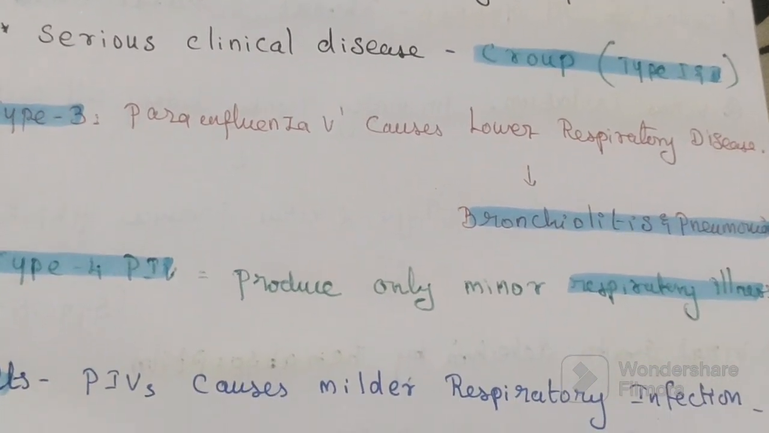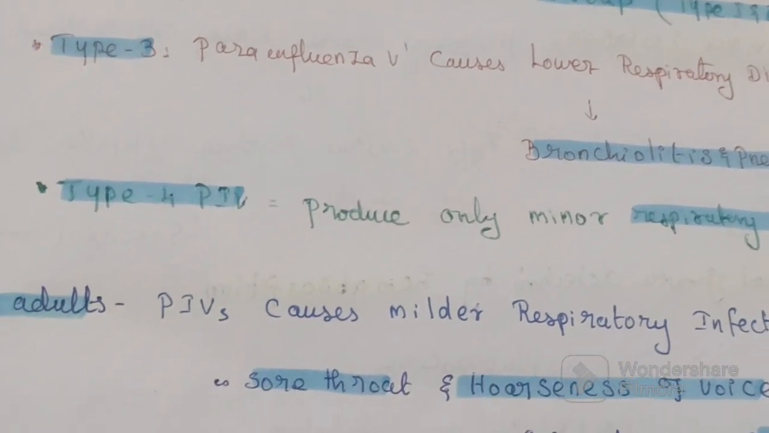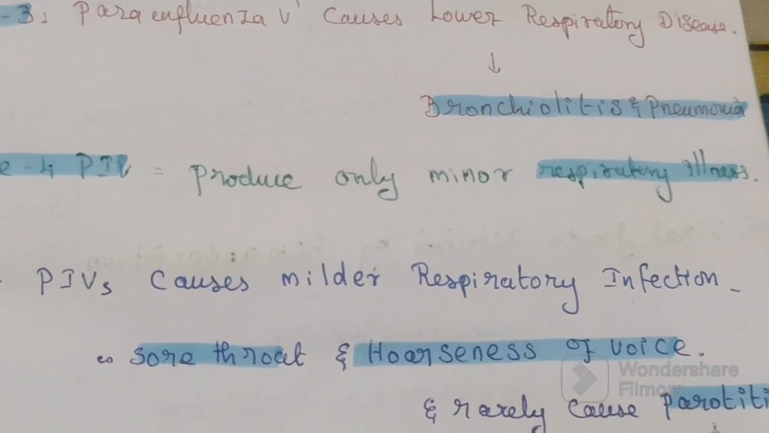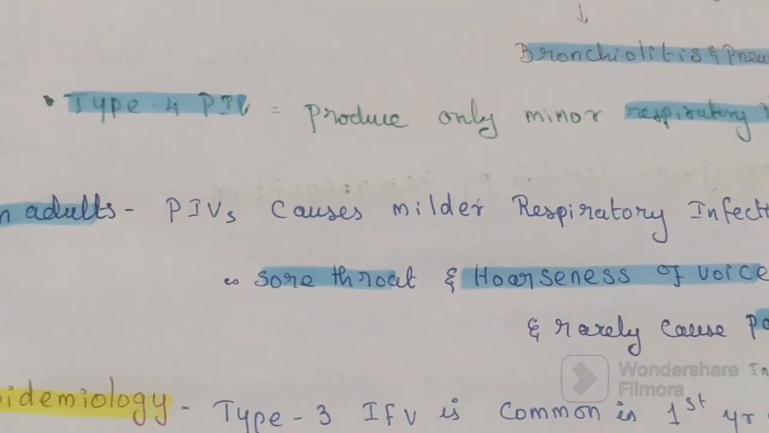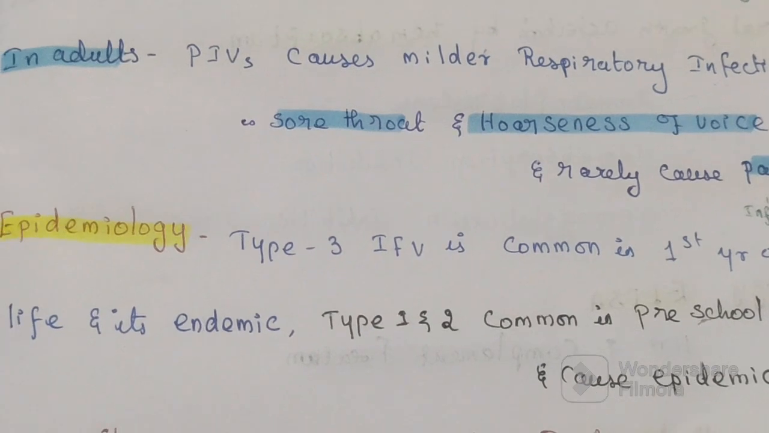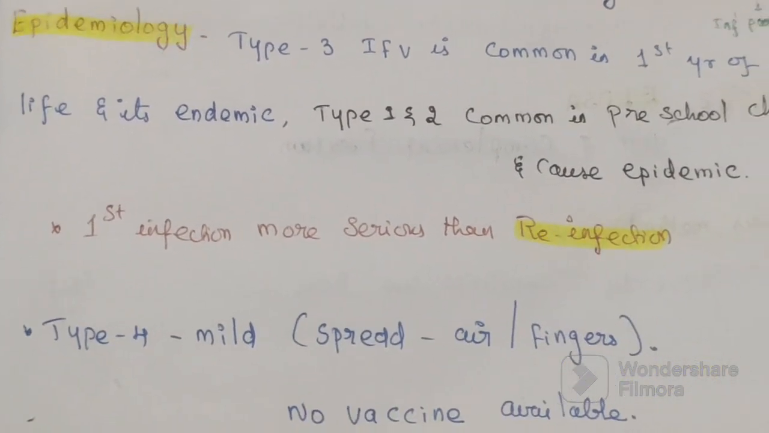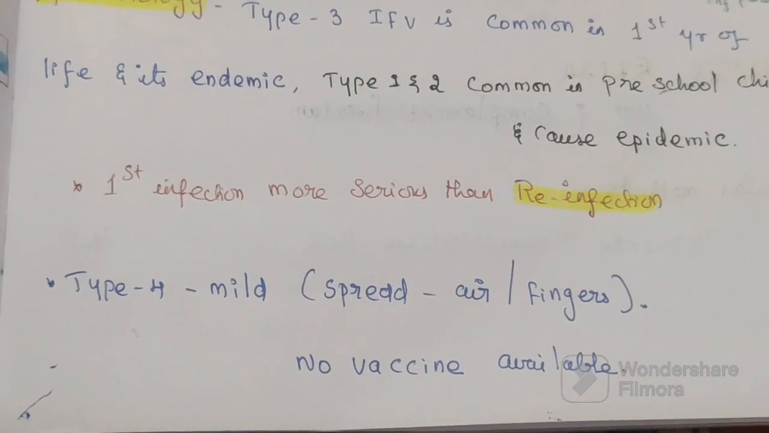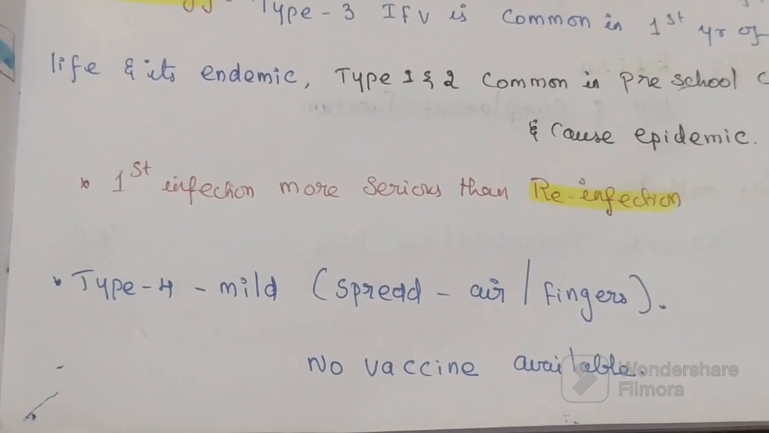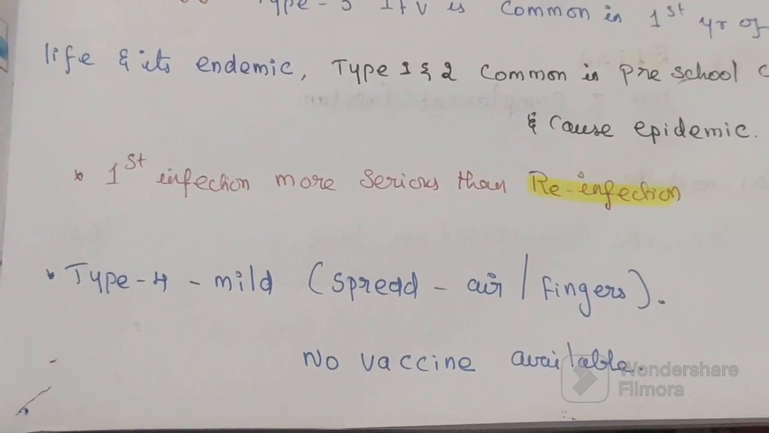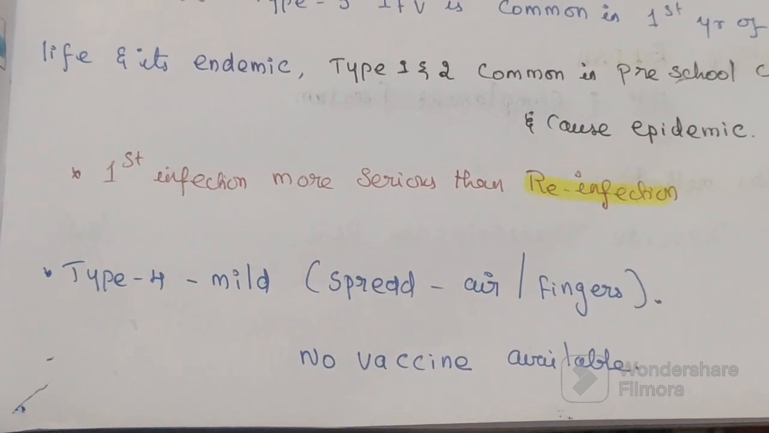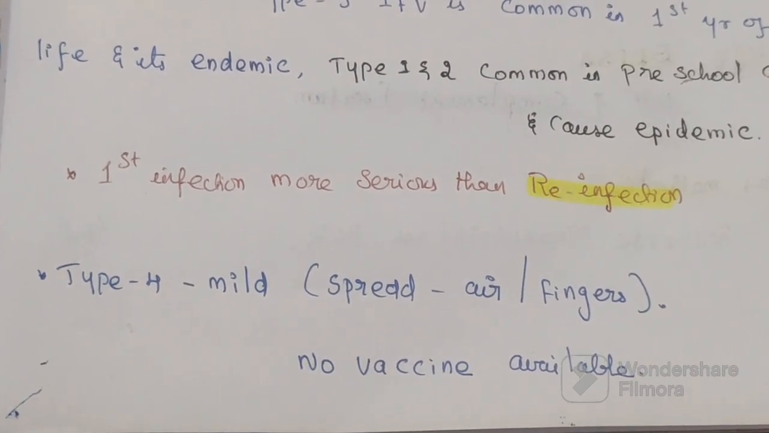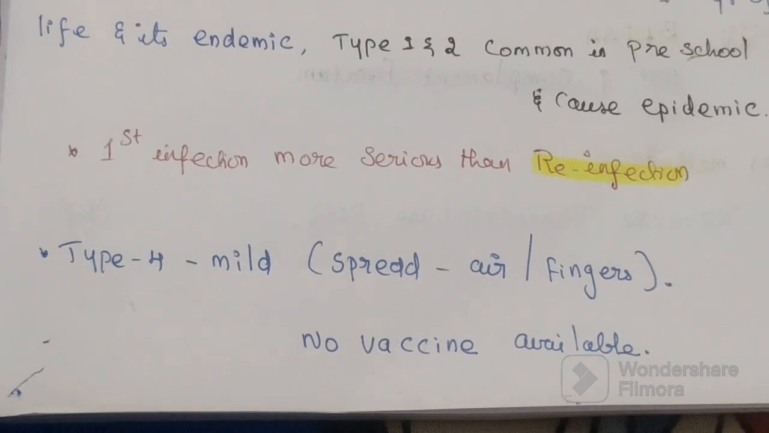Type 3 causes lower respiratory tract infection. Type 4 causes minor respiratory illness. Primary infection is more serious than reinfection. Type 4 is mild only. It can spread through air and fingers. No vaccine is available for parainfluenza virus.